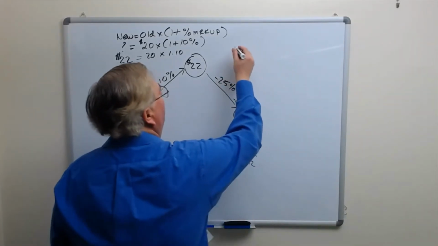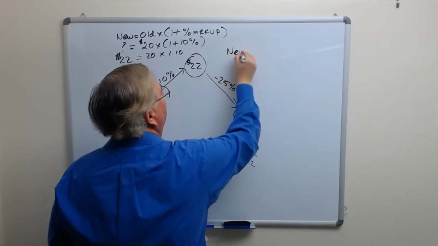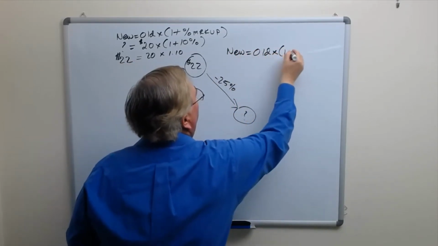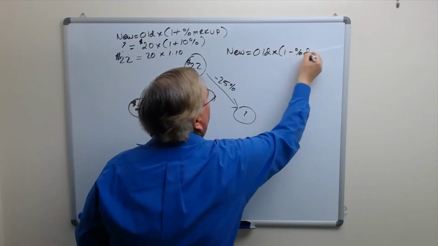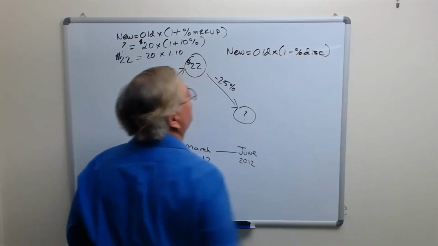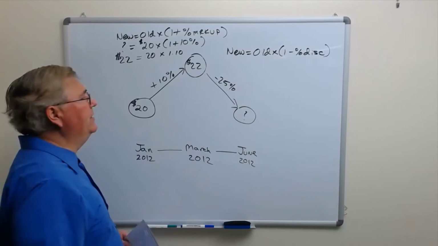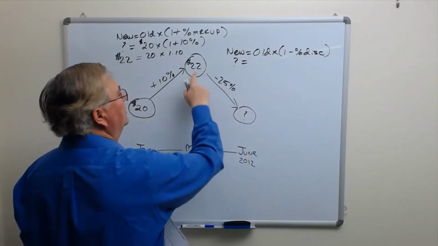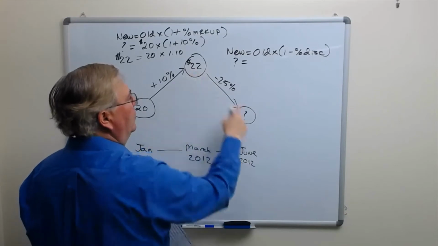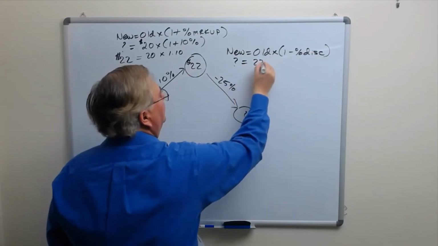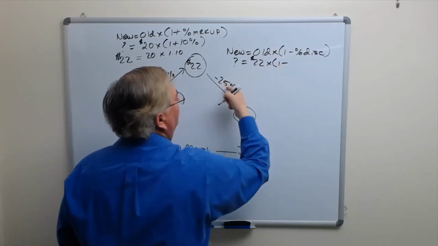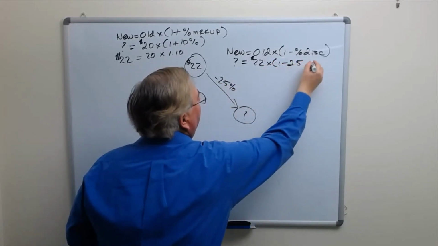All right. And as you recall, the discount formula says that the new price is equal to the old price times 1 minus the percent discount. And next we should plug in the numbers. We don't know what the new price is. We know what the old price is. We're going from old to new. So that's $22 a share multiplied by 1 minus a drop of 25%.